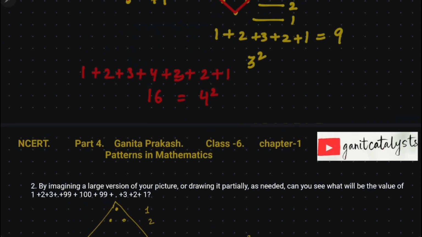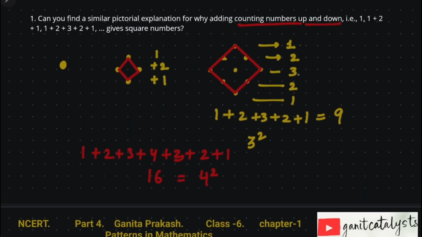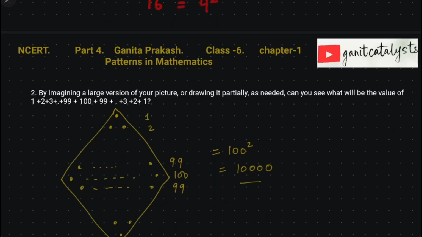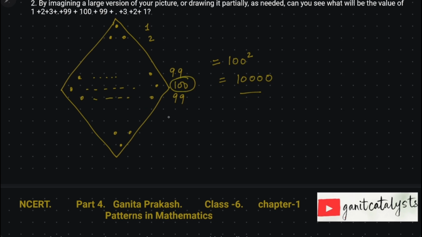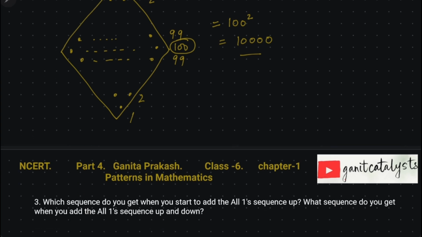As we have done here also, 1 plus 2 plus 3 plus 2 plus 1, the middle value is 3, so it is equal to 3 square, which is 9. Similarly in this case, the middle value is 100, going up to 2, 1. So 100 square is equal to 10,000.